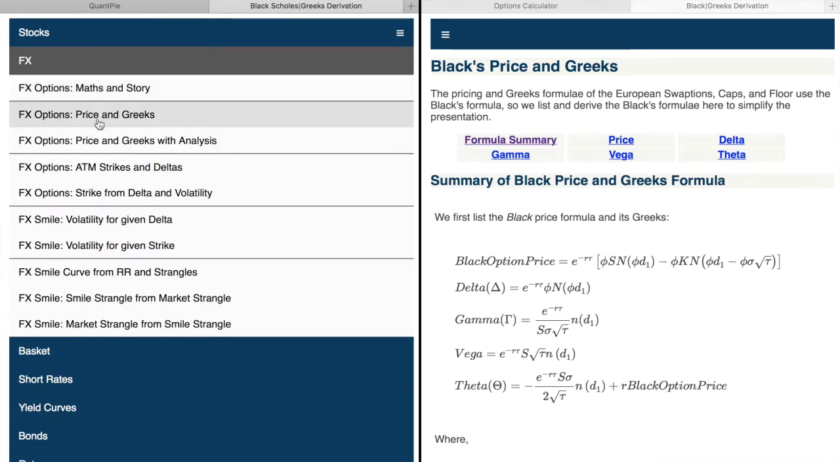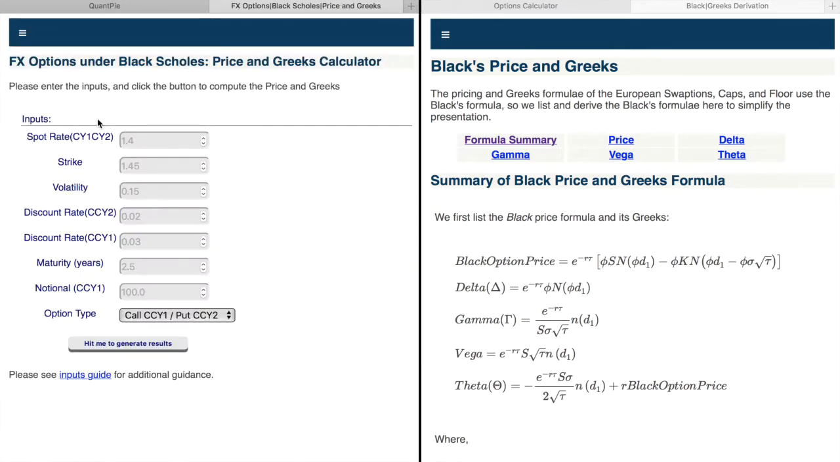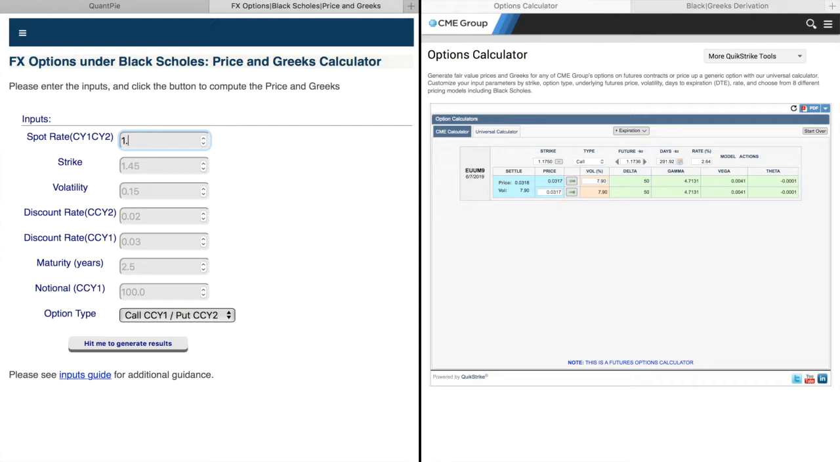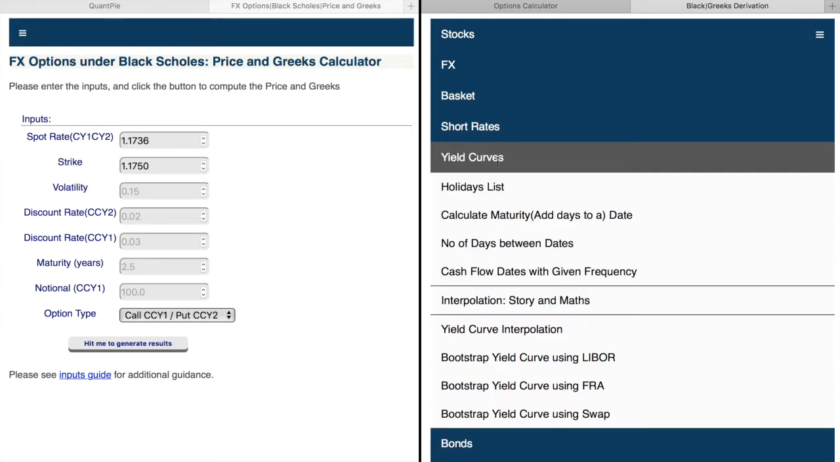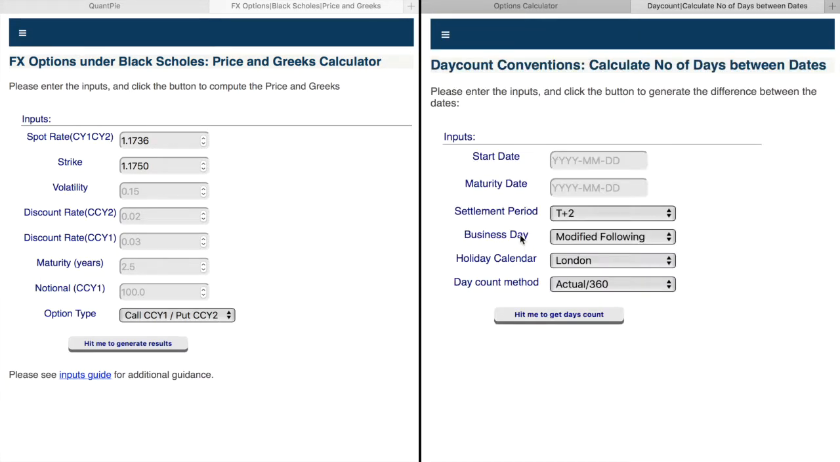Now we can happily input the CME inputs into the FX options tool. For spot, we enter the futures price as explained before. Strike price goes in as it is. We can compute the maturity by using the day count fraction tool. Let's enter the start and maturity dates.